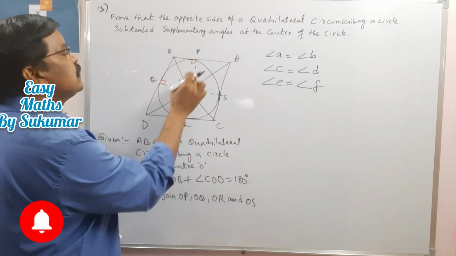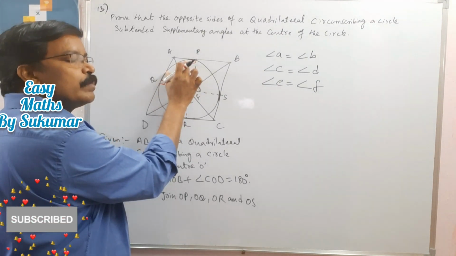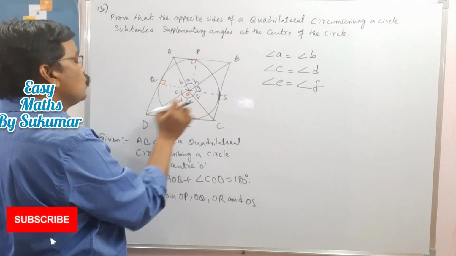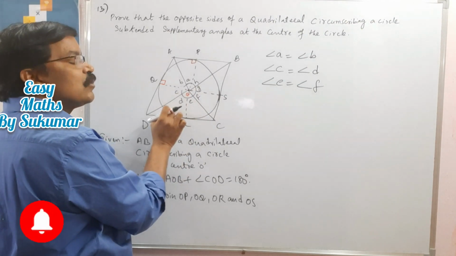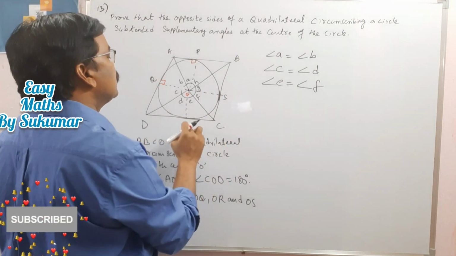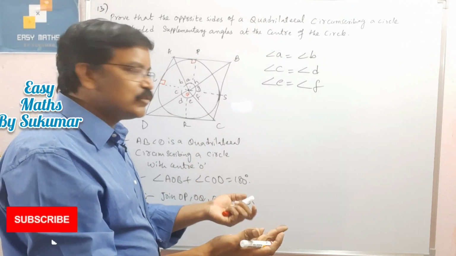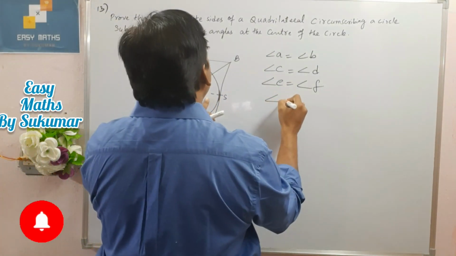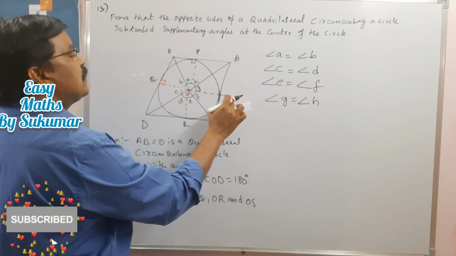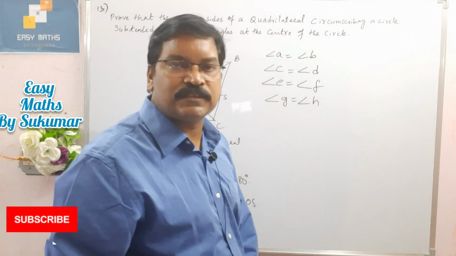The reason to write angle A and angle B equal is that these two triangles, AOP and AOQ, are congruent. To write angle C and angle D are equal, that means angle QOD and angle ROD are congruent to each other. To write angle E and F are equal, my dear students, triangle ROC and triangle COS are congruent to each other. Similarly, to write angle G is equal to angle H, that means triangle SOB and triangle BOP are congruent to each other.